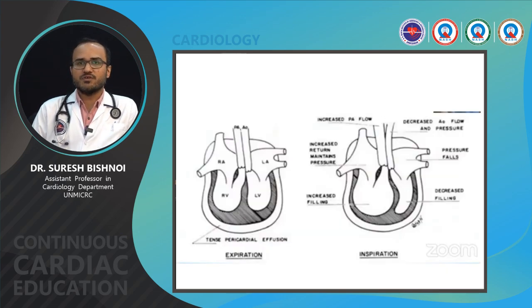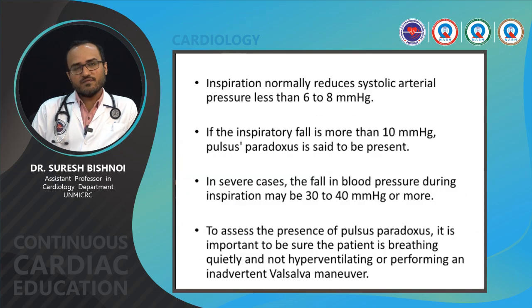What happens during inspiration, what happens during expiration. Inspiration: increase in the RV and pulmonary artery blood flow, decrease in the LV and aortic flow, leading to the decrease in systolic pressure. Opposite happens during expiration. The increase in the LV flow leads to the increase in the stroke volume and increase in the systolic blood pressure, with decreased filling on the RV side. So this is a normal phenomenon occurring during respiratory phases.